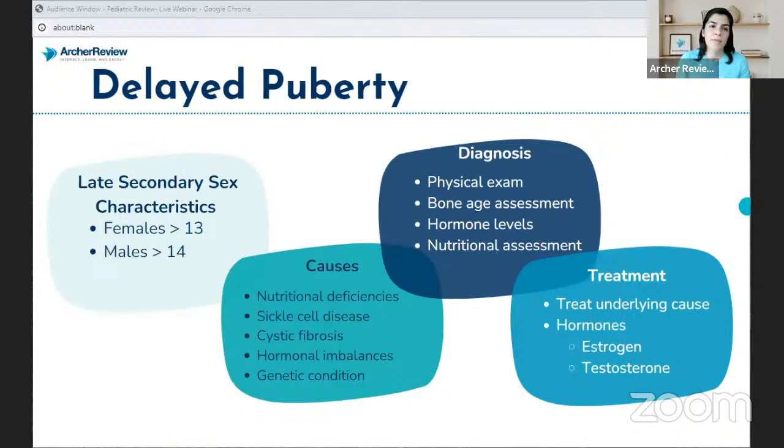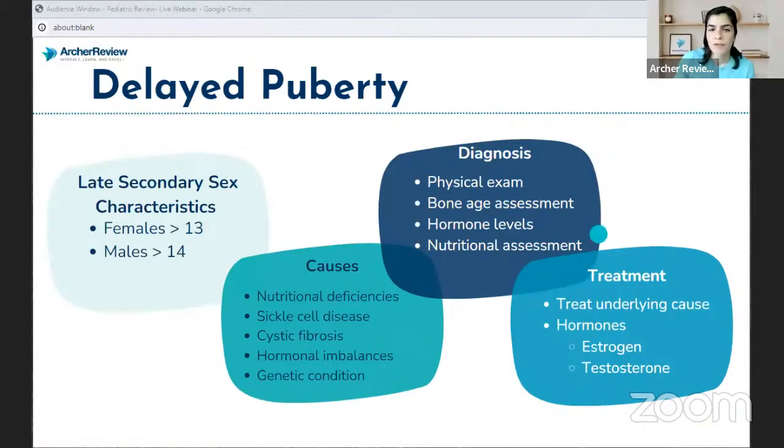Delayed puberty, same thing. So again, in a female at 13 years old, that's normal. But if she's older than that, so 14 years, male at 15 years, you want to investigate that. Is there a genetic condition? Are there other causes? Nutritional deficiencies. So is this an athlete really suppressing her calories or his calories? And sometimes in those wrestlers. So figuring out the causes.